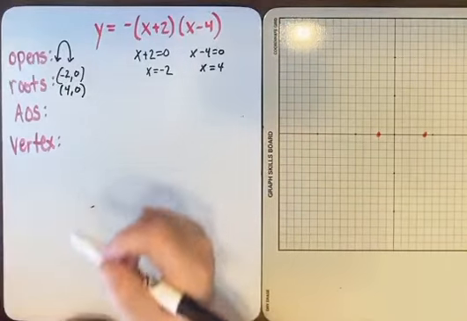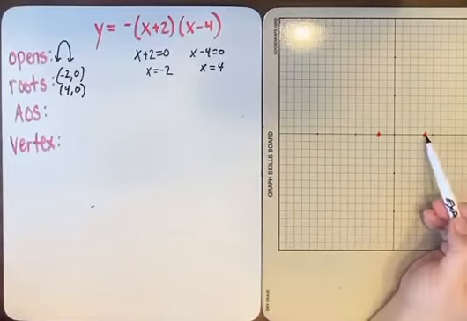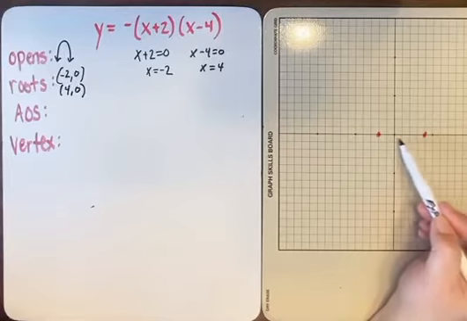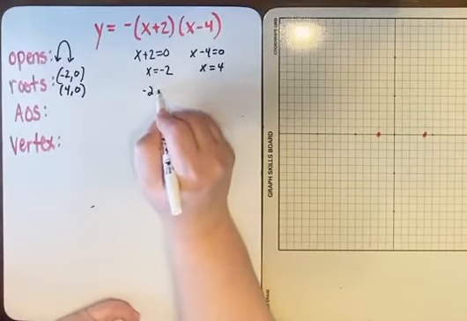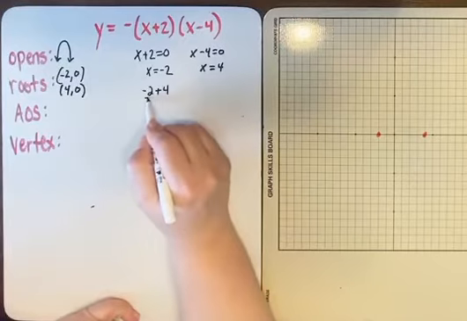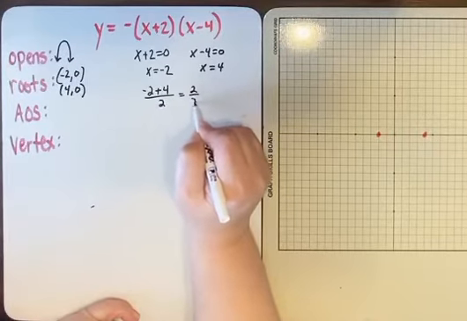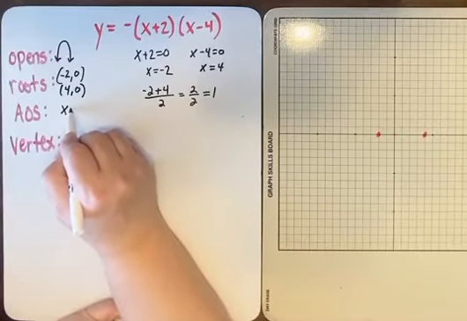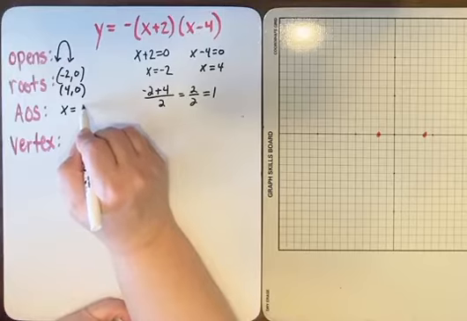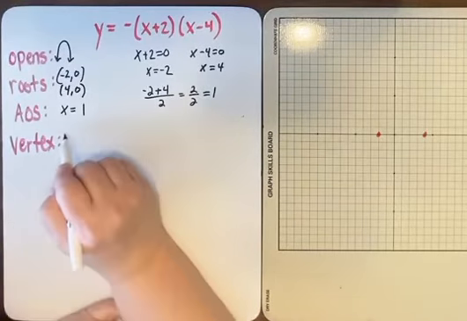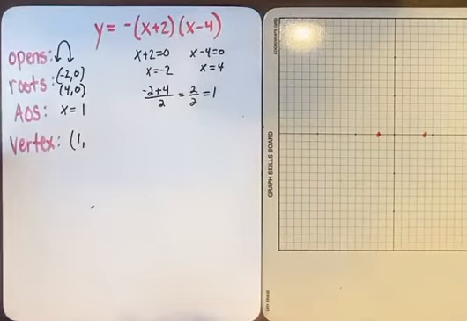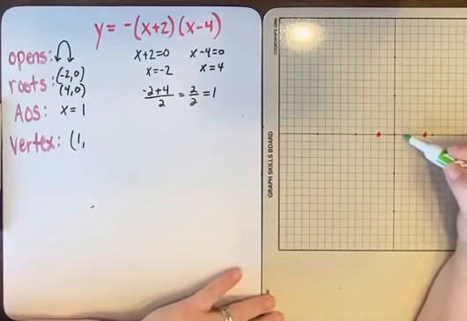I can now take and, knowing that if I have an intercept here at 4 and here at -2, that my axis of symmetry must be between these 2 points. I'm going to take and add these 2 together and divide by 2. And what happens is that I now know that my axis of symmetry is at x equals 1. That's the vertical line. In addition, I know the x-coordinate of the vertex is 1. So I'm going to draw in my axis of symmetry at x equals 1.